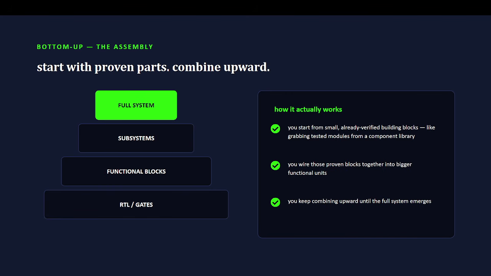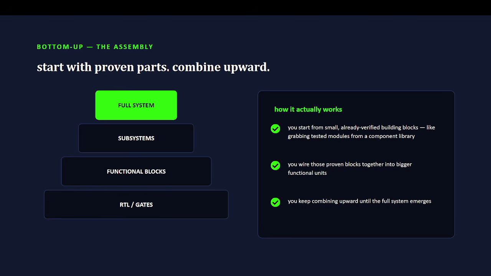Now let's flip it: bottom up. Look at the pyramid and notice it's mirrored, widest at the bottom. This time, RTL and gates at the base, narrowing as it goes up through functional blocks, then subsystems, and finally converging at the top into the full system.